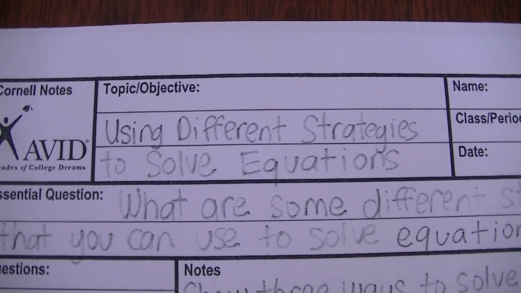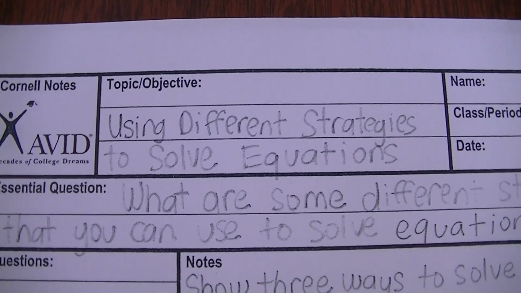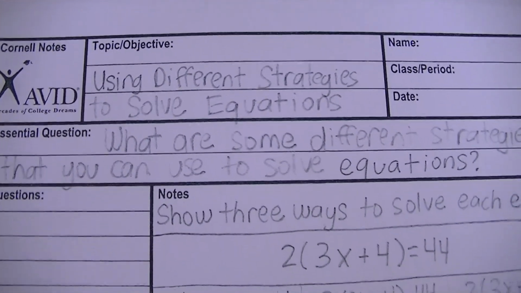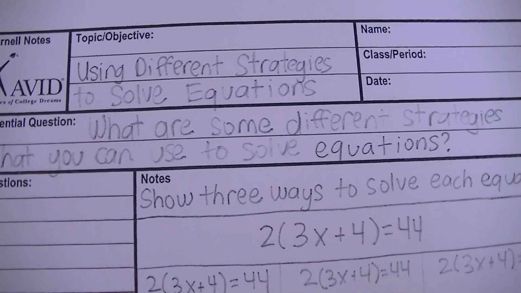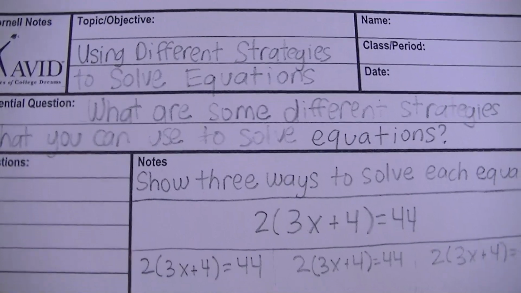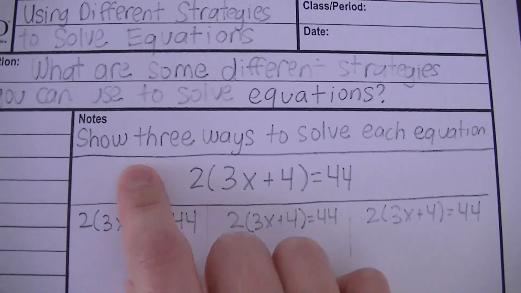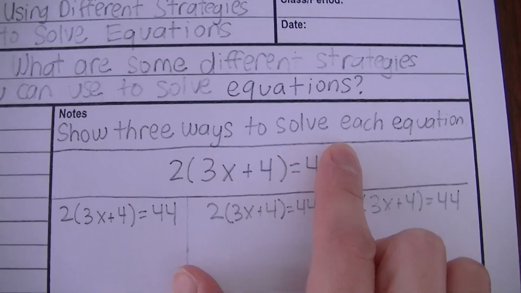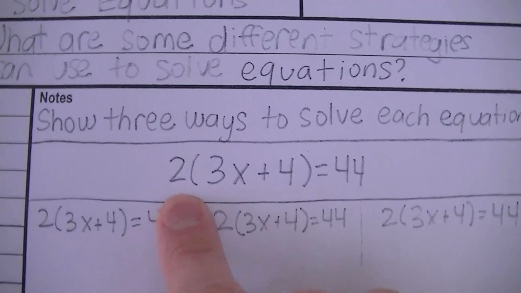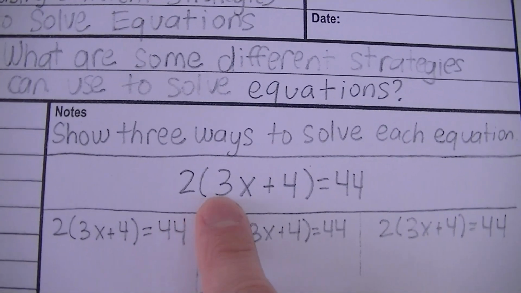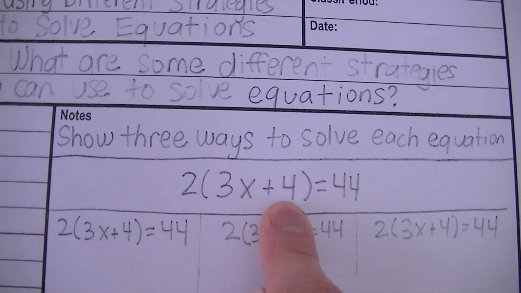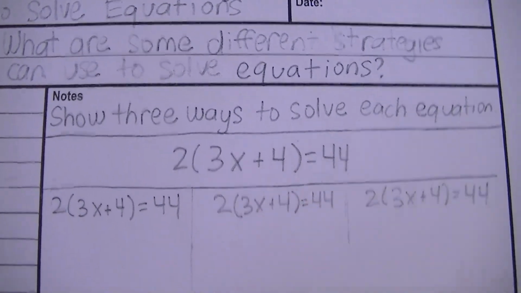The topic is using different strategies to solve equations. The essential question is, what are some different strategies that you can use to solve equations? The directions say, show 3 ways to solve each equation. And this first equation is 2 times the quantity of 3 times x plus 4 equals 44.